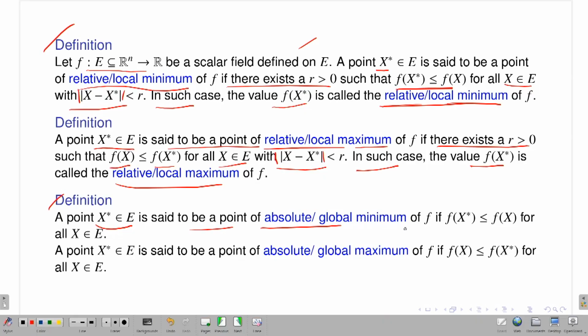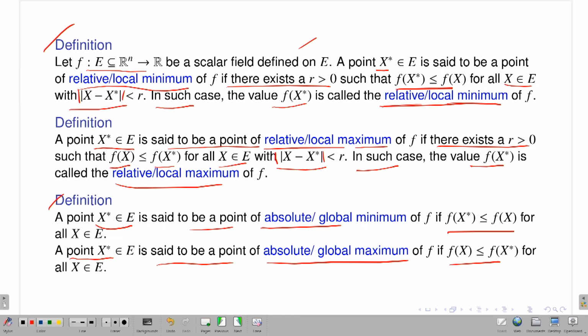A point x star is said to be a point of absolute or global minima of f. That means the value of f at any point x in the domain should be always greater or equal to the value of f at x star. That means I am talking about the minimum at the point x star, and similarly absolute or global maximum, that means value of f at any point x should be less or equal to value of f at x star. So, that is the maximum. So, that means the point x star is said to be a point of absolute or global maxima if this is true for all x in E.